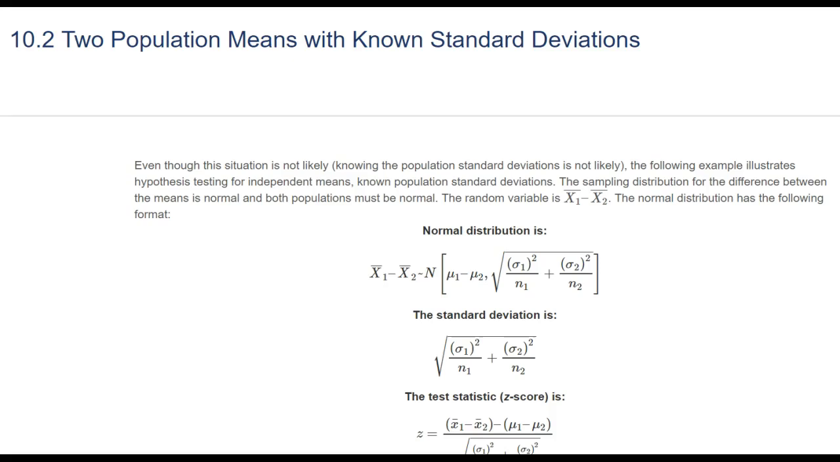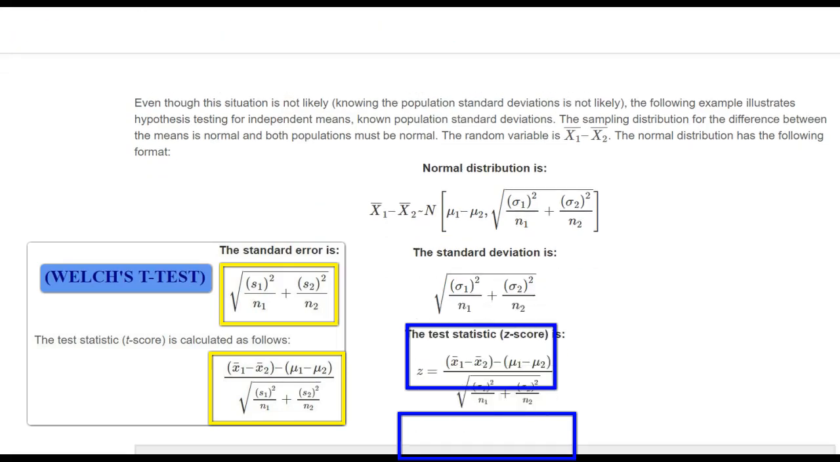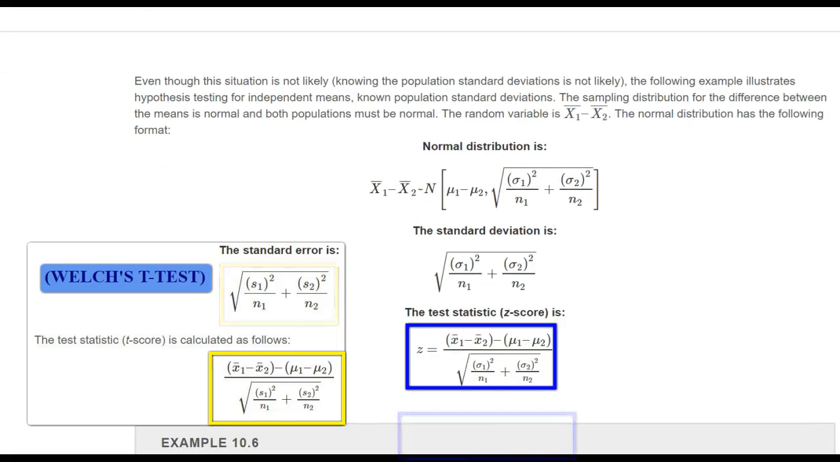The only difference in the actual calculations is instead of using the sample standard deviation, we're actually going to use the known population standard deviation in both locations, in the standard error and in the test statistic, the z-score itself. We're going to use the population standard deviation in both of those locations.